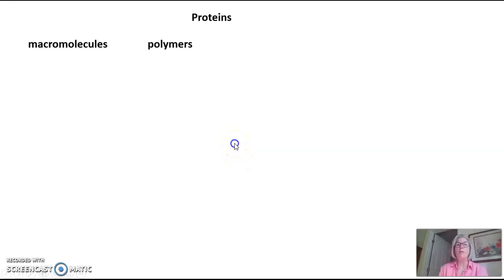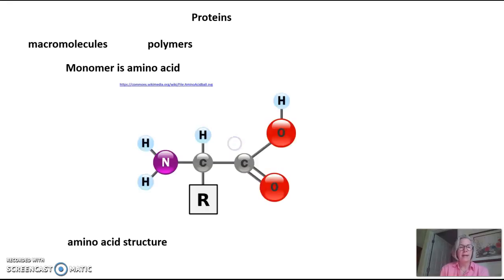So proteins are macromolecules and they are true polymers, which means they are made of repeating subunits called monomers. The monomer in this case is an amino acid. I'm going to show you here a picture of amino acid structure.